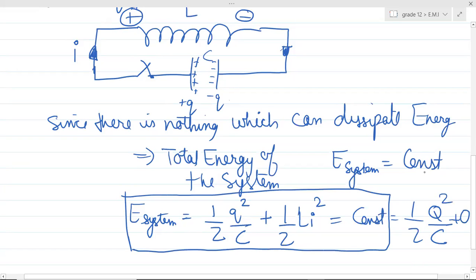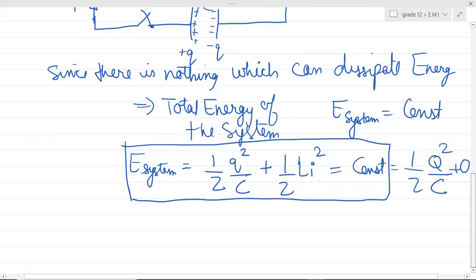If it would have been an active inductor and an uncharged capacitor, then this would have become 0, and this would have become half L into I naught square. Are you getting my point, guys? Yes or no? Yeah. So basically, what will happen here?